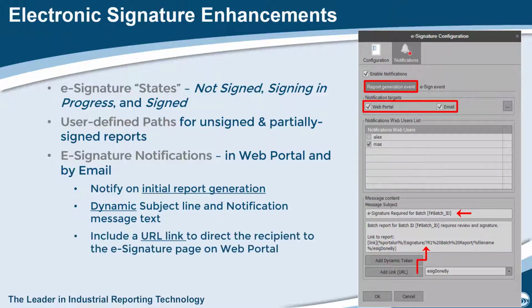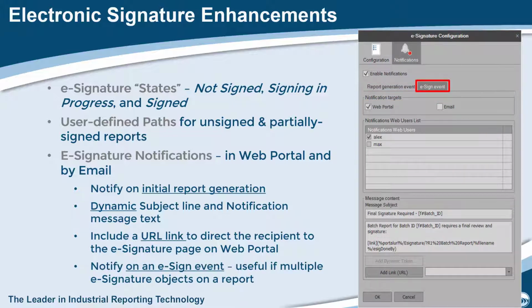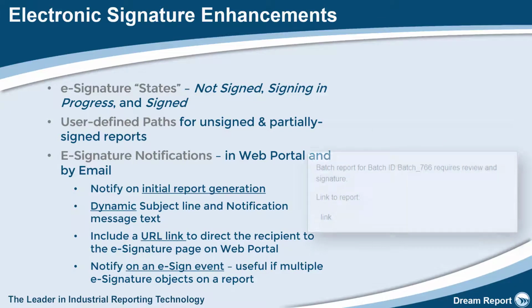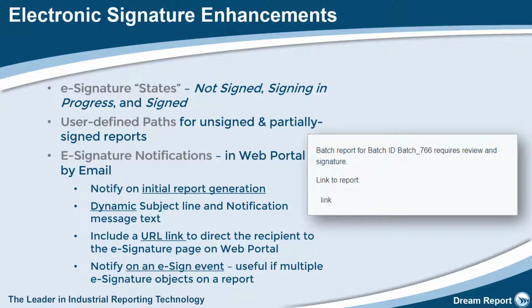Additionally, you can include the link to direct the user to a web page to sign the appropriate e-signature object. And finally, you can set the notification to be triggered on a signing event. If, for example, an authorized user signs the done by signature, then upon completion, any other users authorized to sign a check by object can be notified that they should also sign the report.